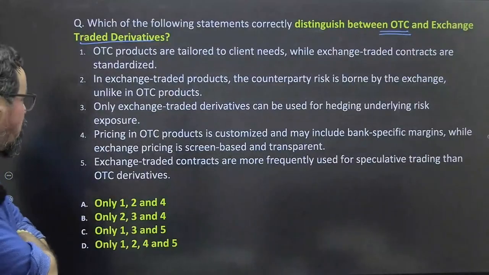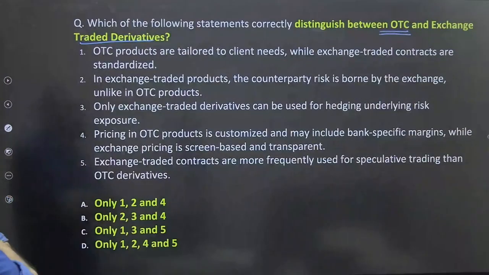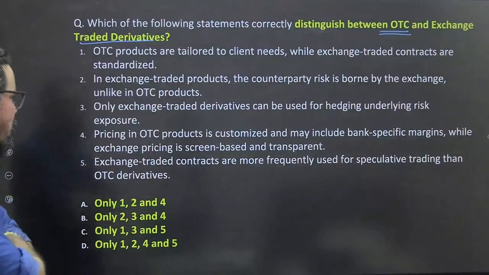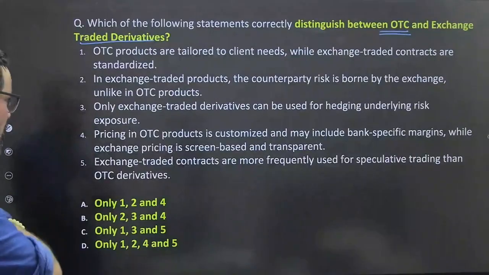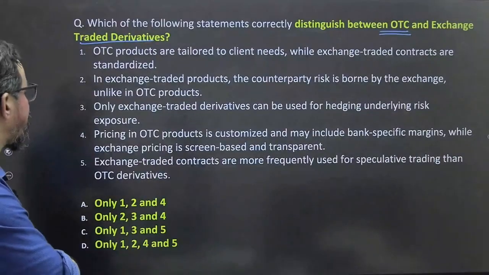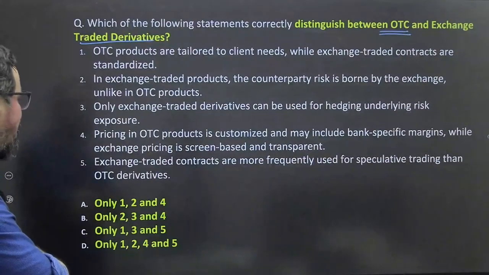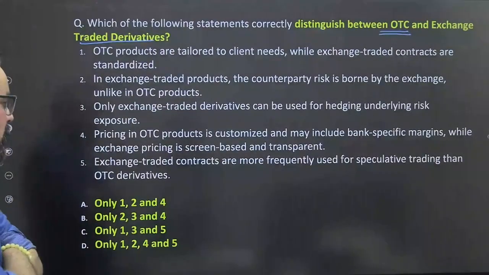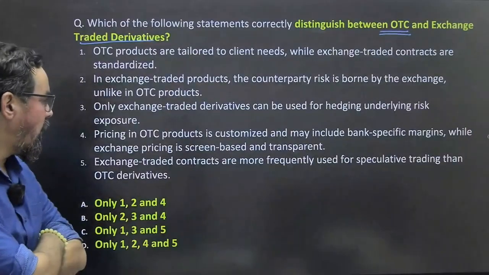OTC means over the counter, tailored to client needs, while exchange traded are standardized. OTC is customized, exchange traded is standardized. In exchange traded products, the counterparty risk is borne by the exchange, unlike in OTC products. Only exchange traded derivatives can be used for hedging underlying exposure. Pricing in OTC products is customized. Exchange traded contracts are more frequently used for speculative purposes than OTC.